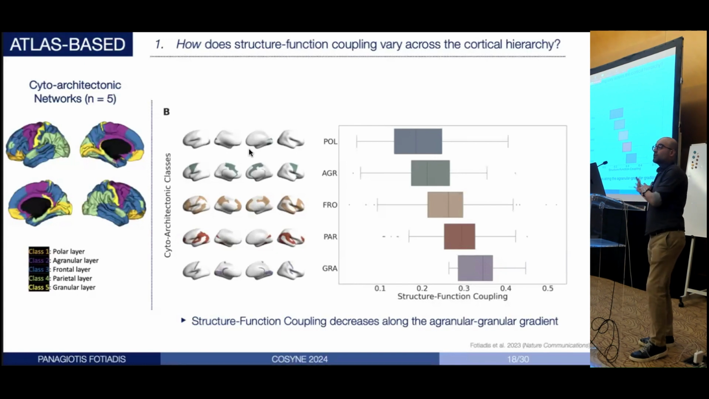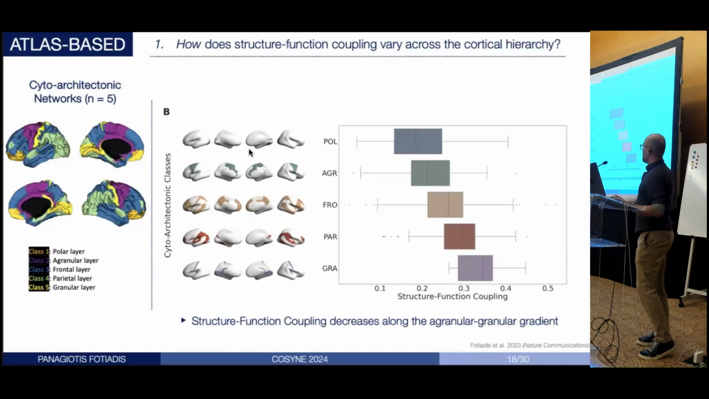Essentially, you start with granular layers that have very well-defined layers 2 and 4 that typically receive input from the thalamus. And then as you go along this hierarchy, you end up with agranular layers that consist of very long pyramidal cells that span through all cortical layers, and there's not really a distinct layer 2 and layer 4. The main take-home message is that granular layers, which typically encompass sensory brain regions, as we saw earlier, have the highest structure function coupling.